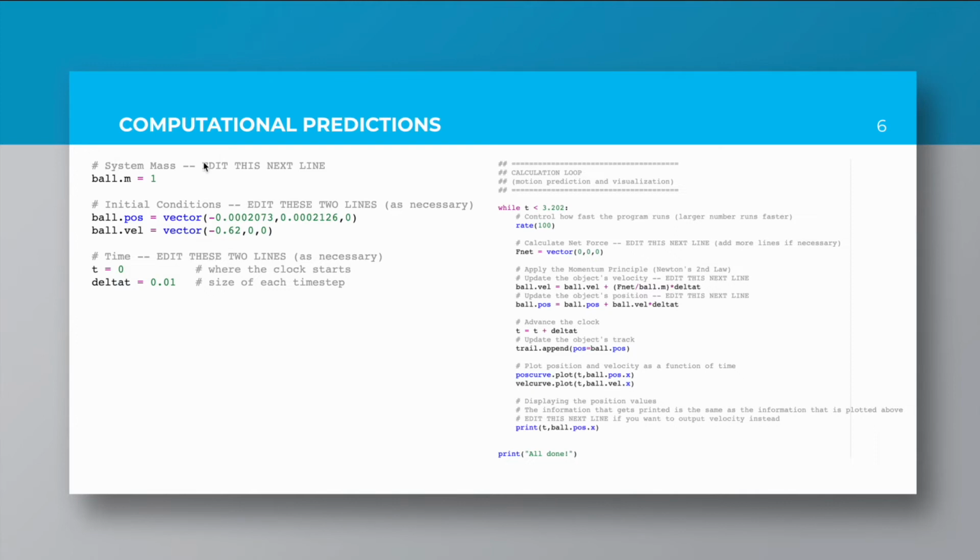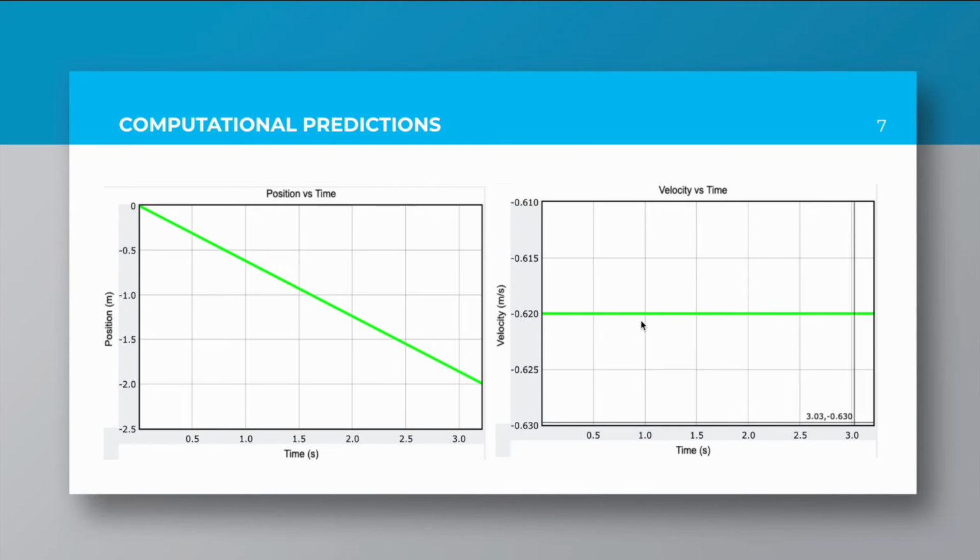And the while loop over here, as you can see, I took t to be less than 3.202, which was the time of last observation, and the rest of the code updates the velocity and position of the object over time. As you can see over here, this is the velocity update formula, and this is the position update formula. So here are the two graphs that I obtained from my computational model. One showing the position versus time graph of the object, and one showing the velocity versus time graph.